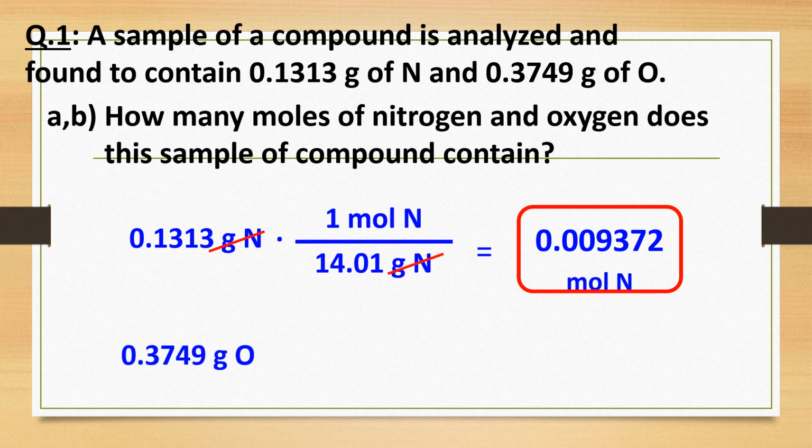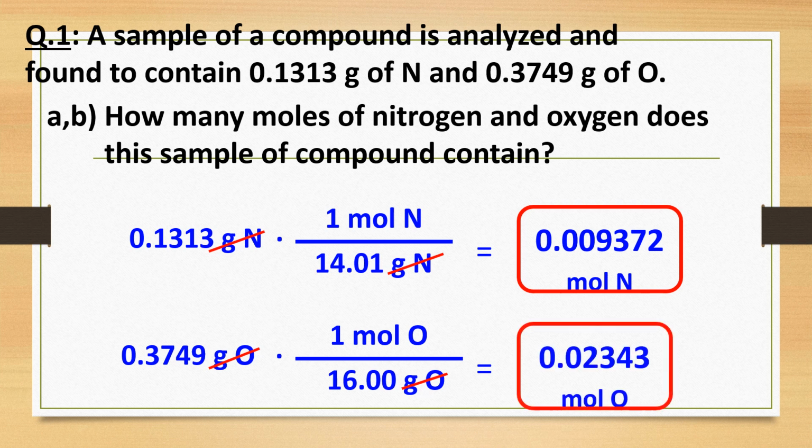Similarly, we can calculate the moles of oxygen. We start with the given of oxygen, which is 0.3749 grams of oxygen, and divide by the atomic weight of oxygen, 1 mole of oxygen being 16.00 grams of oxygen. After crossing off the grams at the top and the bottom of your equation, you have 0.02343 moles of oxygen.